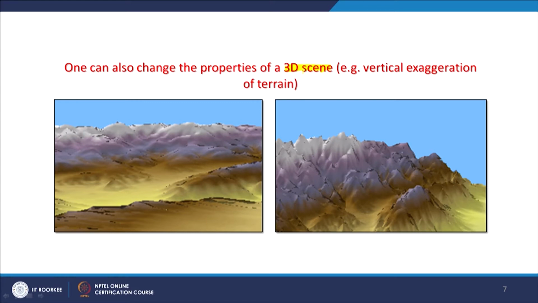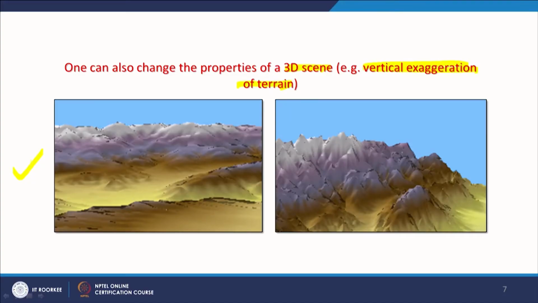Another advantage of involving computers is that we can increase the vertical exaggeration of the terrain. That means that we can increase the scale for vertical compared to horizontal. Because if we keep the same scale for horizontal and vertical, we may see a terrain like this. But when we increase the vertical exaggeration, that means I want to exaggerate the Z scale compared to my XY scale, then you may see a terrain like this. It depends on what you are going to use it for.